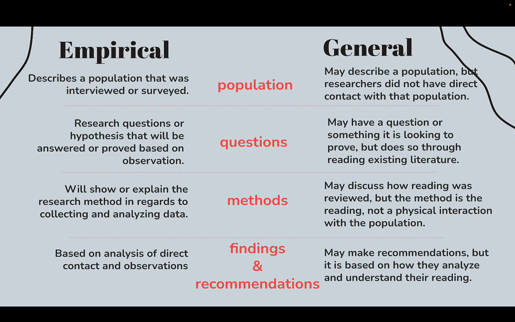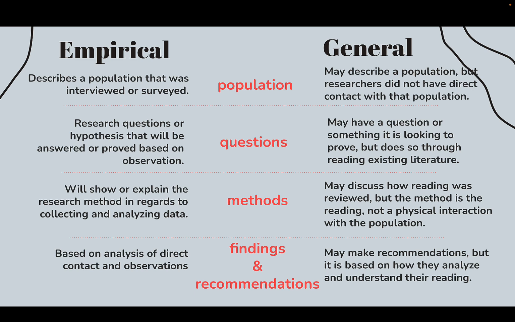So here's a chart, and we'll talk a little bit about the differences. First off, population. An empirical study will always describe the population that was interviewed or surveyed. General research may describe a population, right? It could be reading about a certain population, but the researchers didn't have direct contact with that population. So that's a major difference. They weren't talking to that population. They're not gathering information or making observations on the actual population of people. So let's say you wanted to study parents who are also students, right? We're not reading about them, we're talking with them.